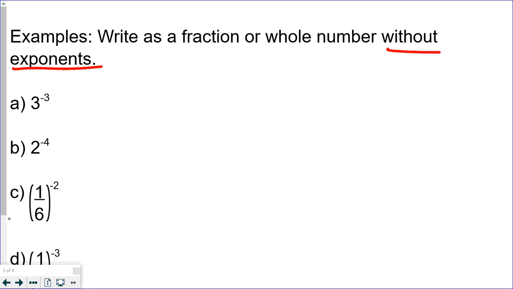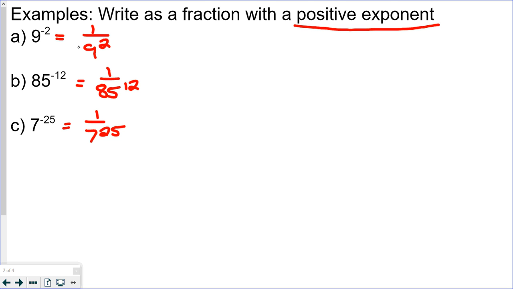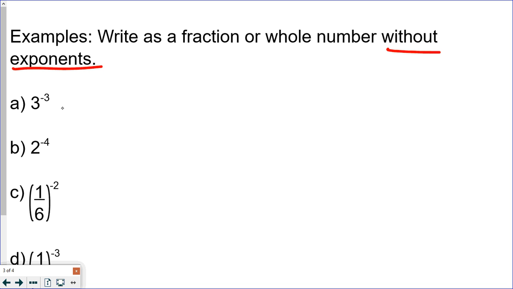Now, the other type of problem that you're going to see, they're asking you to write it without exponents. So they basically want you to do the same thing that we did here, but they want you to go ahead and take it one step further. Like this first one that we did before, they want you to take that to 1 over 81, because 9 times 9 is 81. So 3 to the negative third: first you need to change it to a positive exponent, so you put it under 1. And then remember, the exponent tells you how many times to multiply the base times itself. So it'd be 3 times 3 times 3. 9 times 3 is 27. So it's 1/27.